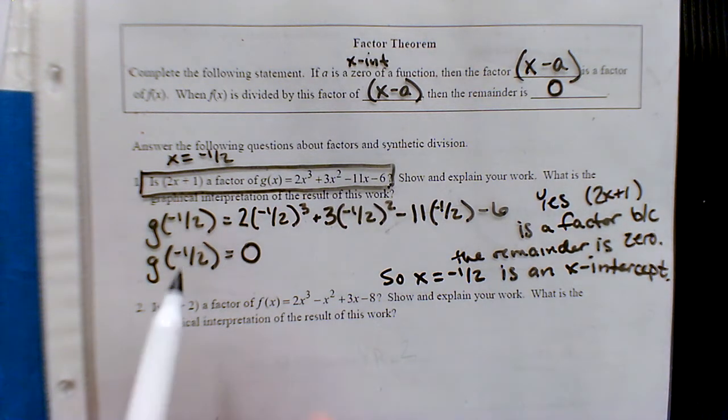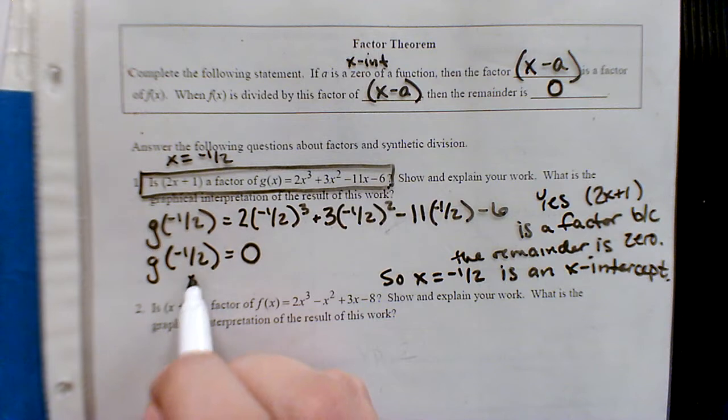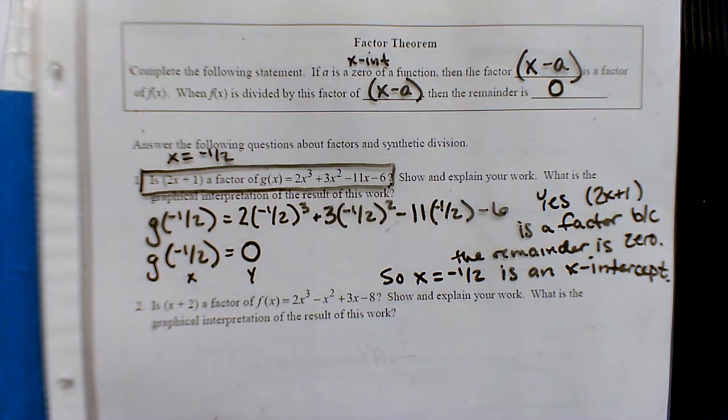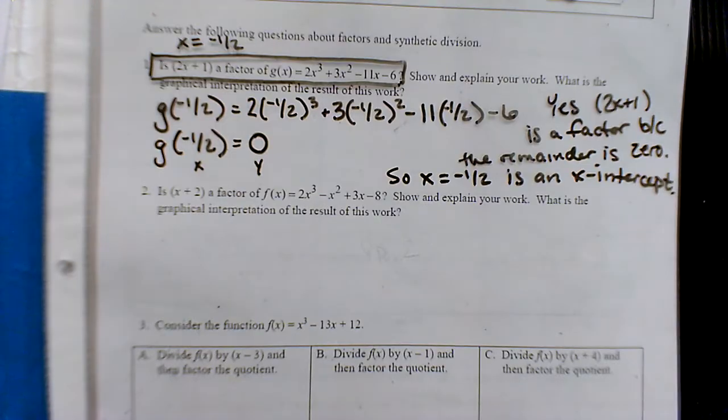All right, hopefully this makes sense, because if we plug in -1/2, that's an x value. Doesn't 0 represent a y value, an output? Okay, and if your y value is 0, you're on the x-axis. Okay, you're touching that line. Okay, hopefully that makes sense. Let's try the next one.